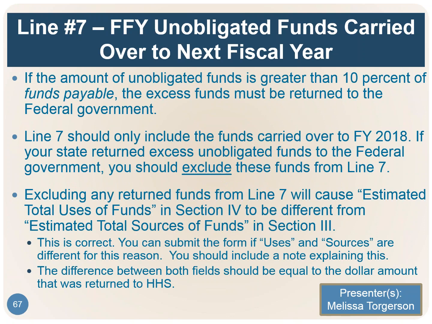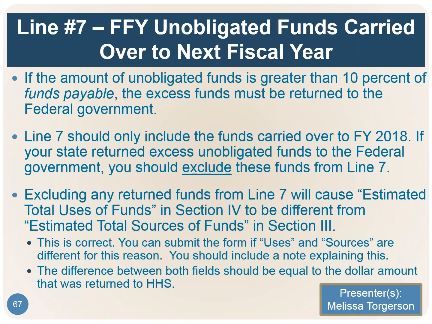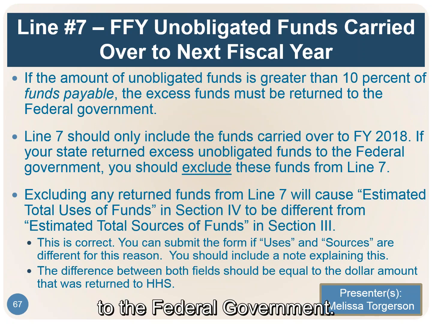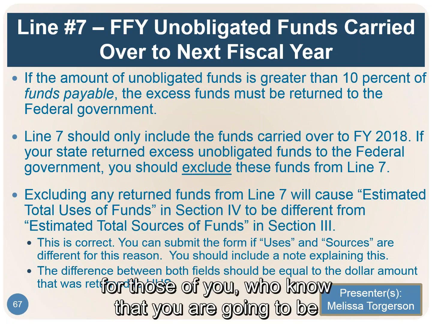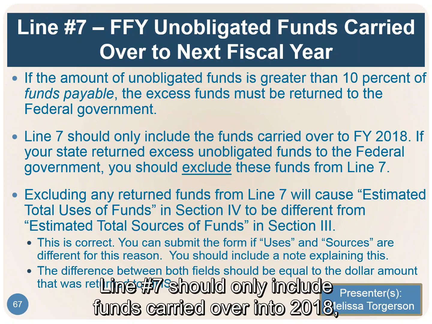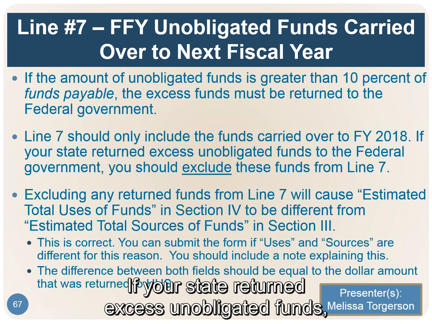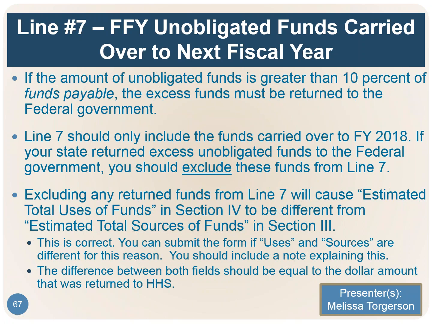So in the cases where a state has more than 10% of funds unobligated, anything in excess of that 10% must be returned to the federal government. And so this is a really important piece for those of you who know that you are going to be sending money back or already have. Line 7 should only include funds carried over into 2018, up to that 10%. If your state returned excess unobligated funds, you should exclude these from line 7.